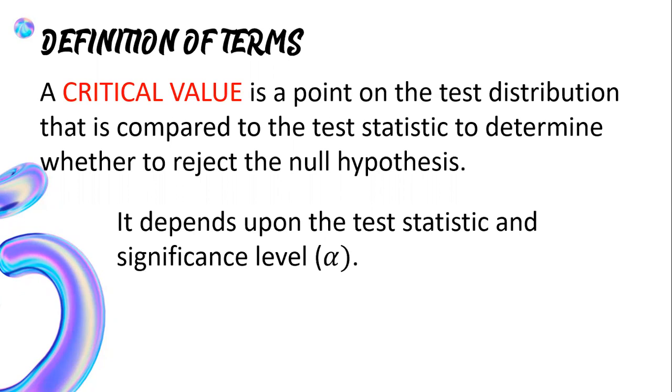If he or she is 5% sure that he will commit a mistake, then he or she will use the 5% level of significance. So the common values of the level of significance are 0.01, 0.025, 0.05, and the rest of the values.